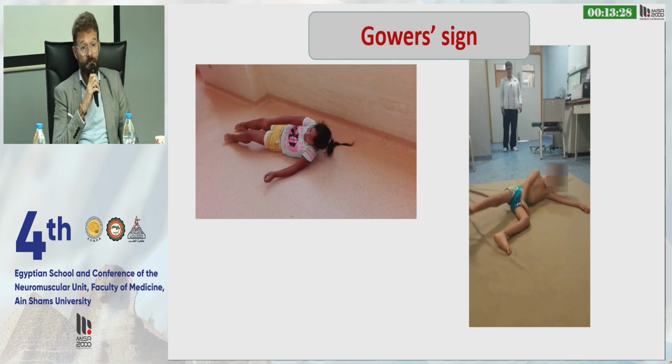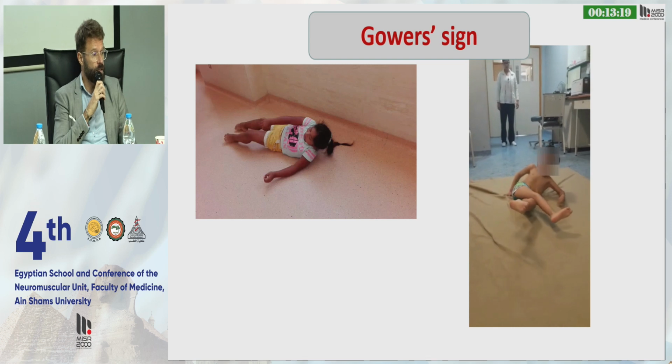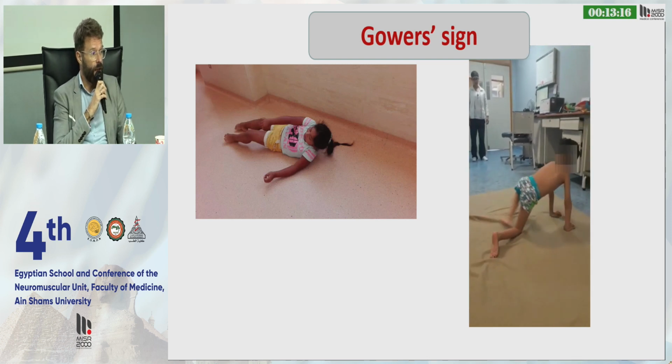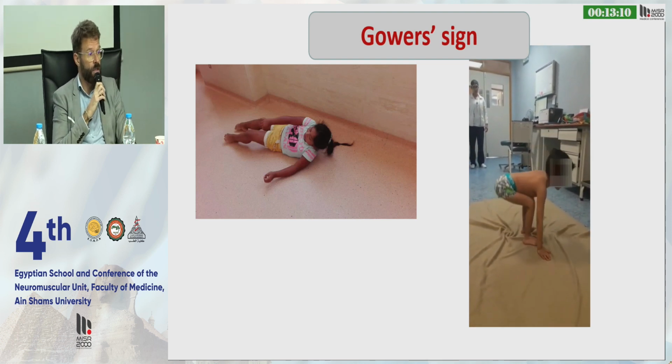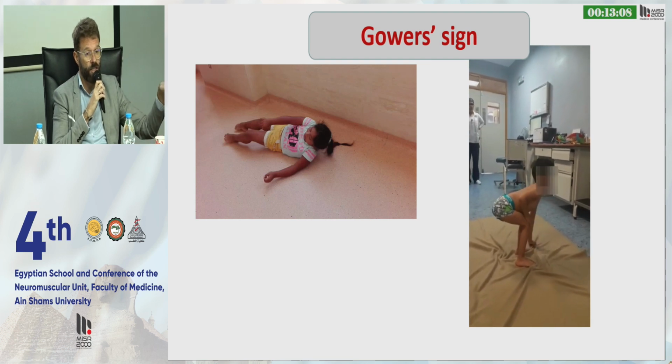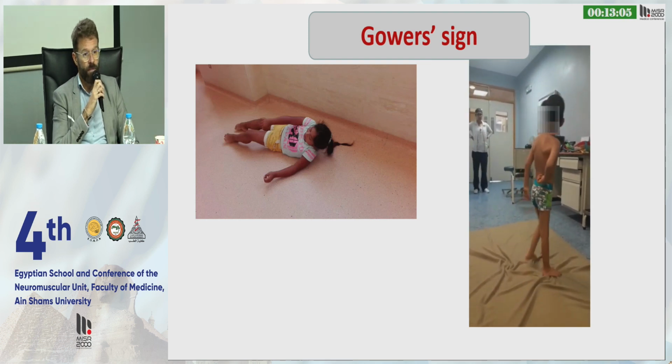Gower sign. This is the most sensitive measure to appreciate proximal muscular weakness in children. You can see here this boy cannot rise up, and he has to do this movement and push on his quadriceps. Which muscle is deficient here? Which muscle does the hip flexion? What is the most affected muscle here? Someone other than Mahmoud, who does the hip flexion? Psoas, iliopsoas. Very good.